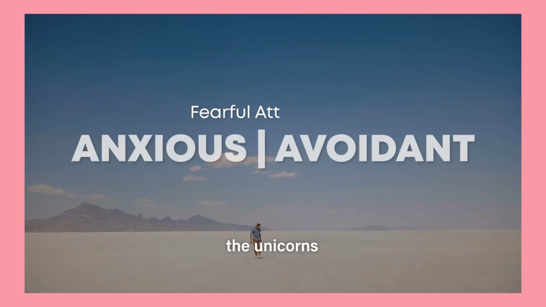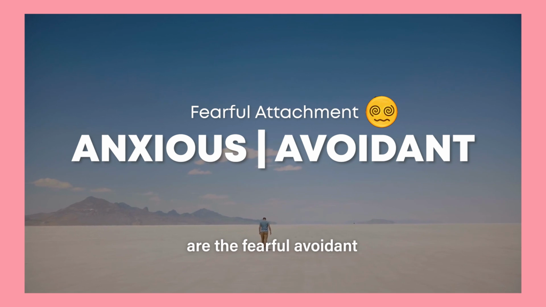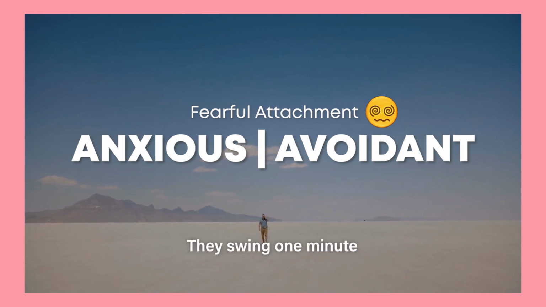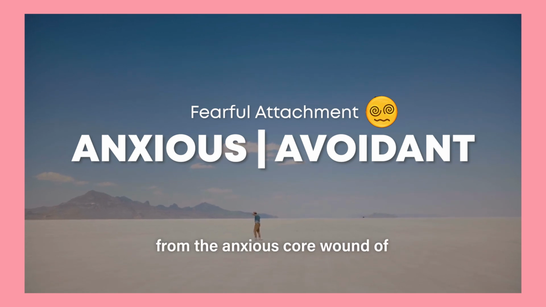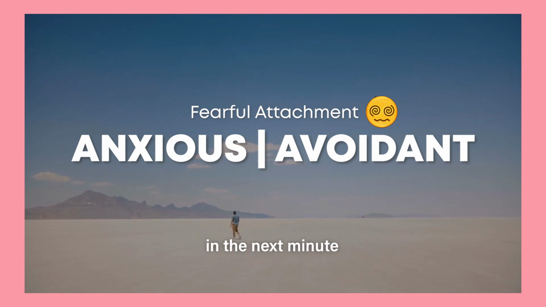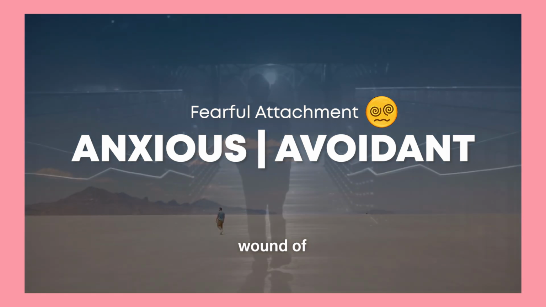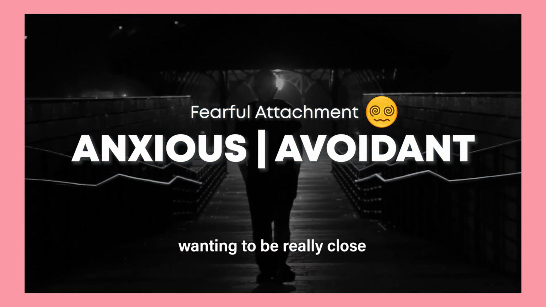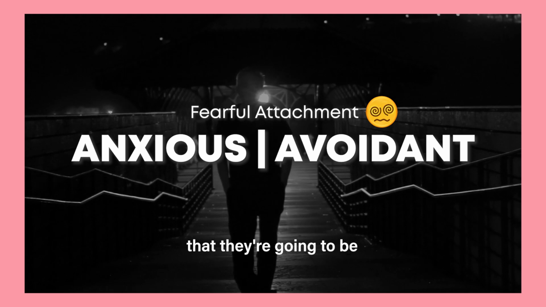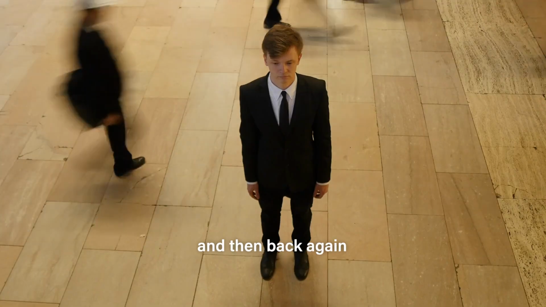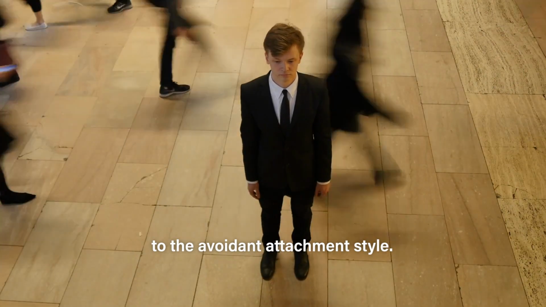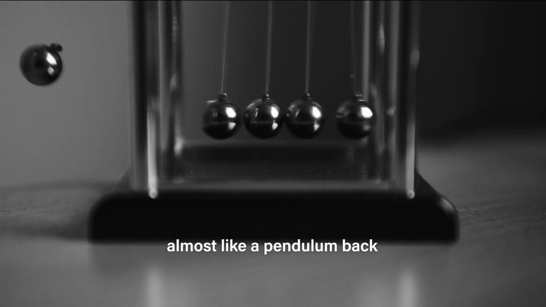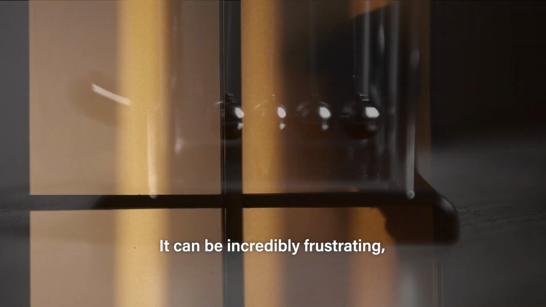And then really the unicorns are the fearful avoidant attachment styles. The fearful avoidants have both core wounds. One minute they swing to the avoidant core wound of wanting to be independent, and the next minute to an anxious core wound of not wanting to be independent, wanting to be really close with someone, worried that they're going to be left alone forever, and then back again to the avoidant attachment style. They swing almost like a pendulum back and forth, back and forth. It can be incredibly frustrating.